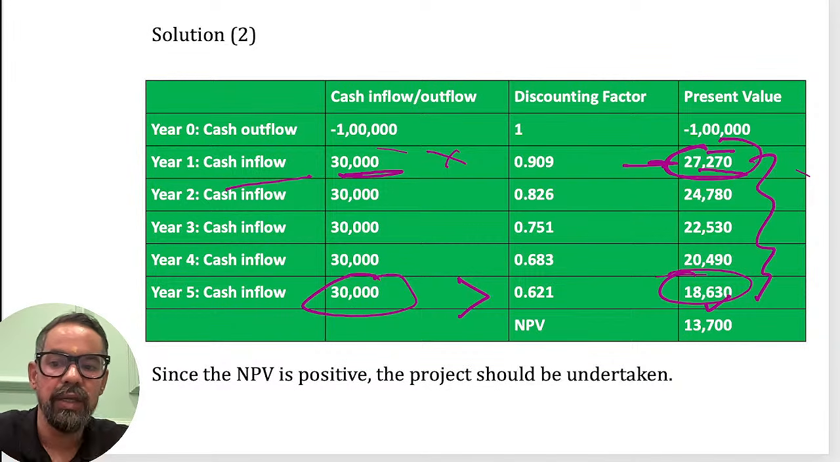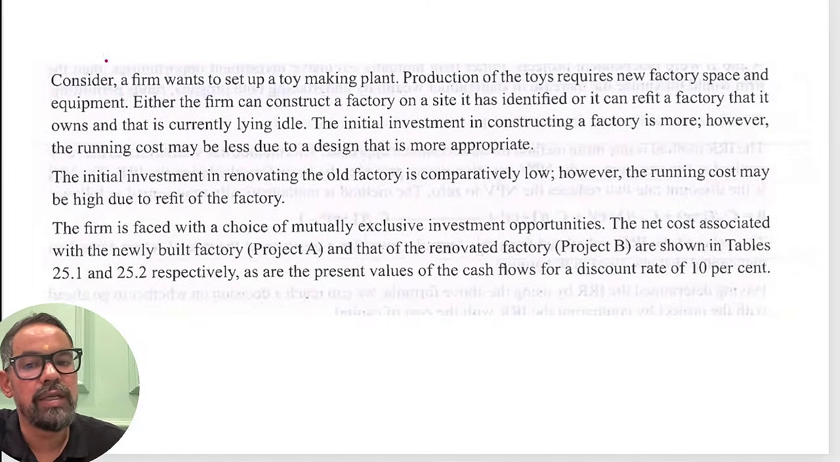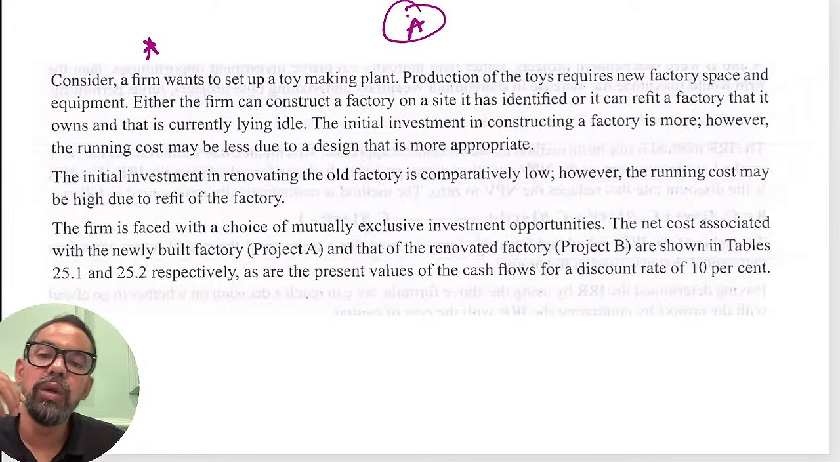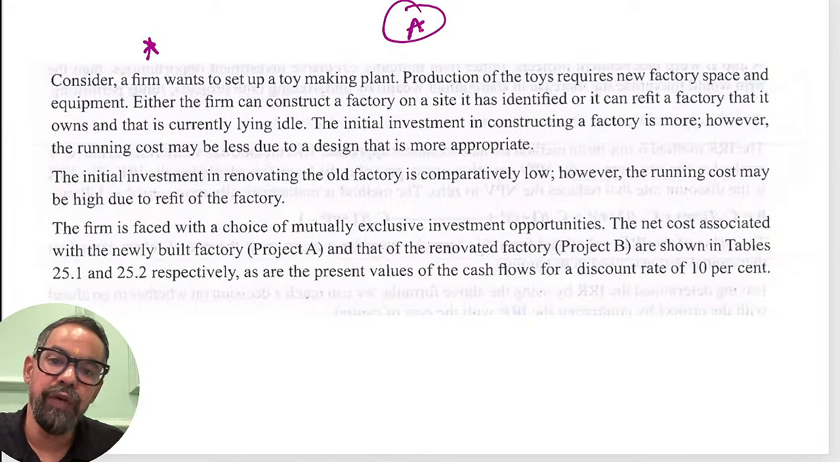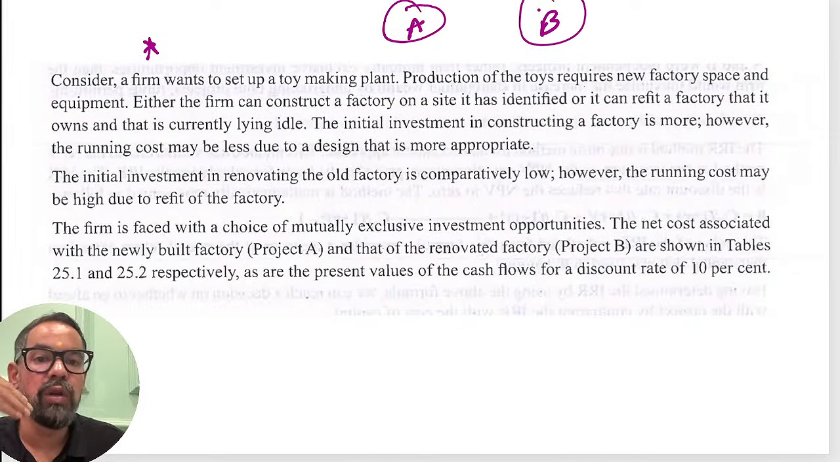If you have, let's say, your book, this is how it is given. So consider a firm. They'll ask you to make the decision also. Consider a firm wants to set up a plant for production, with equipment for this. For the initial investment, they have two choices. Choice A is to set up a new factory. Choice B is to renovate the old one.